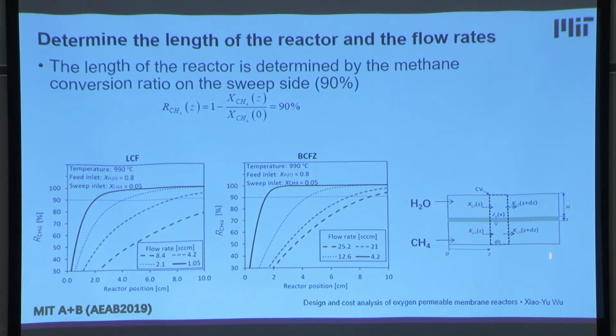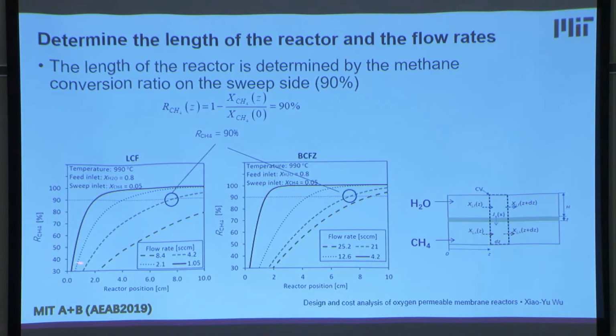So that's why we want a criterion for how long this reactor will be, so that we can achieve 90% methane conversion on that side of the membrane. We did some analysis of different parameters. For example, we tested different flow rates for these two types of membranes, and the goal is to identify the 90% methane conversion rate.